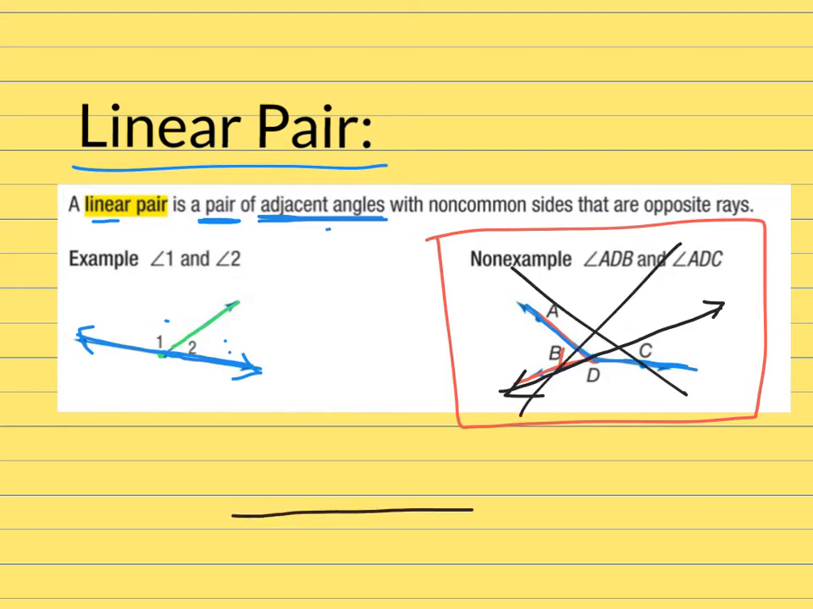Anytime you see a line, you know that all the angles on one side of it add up to 180. And when you divide it into two, you have two angles, so that would make a pair of angles. But notice that they add up to 180 all the time.